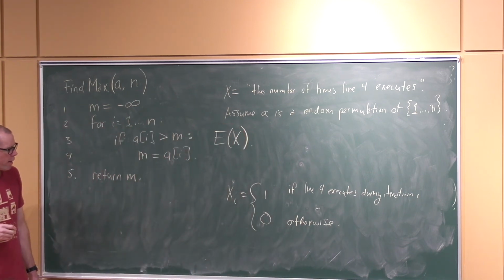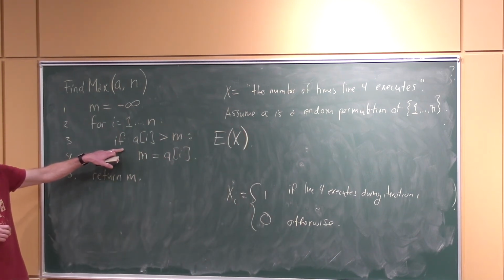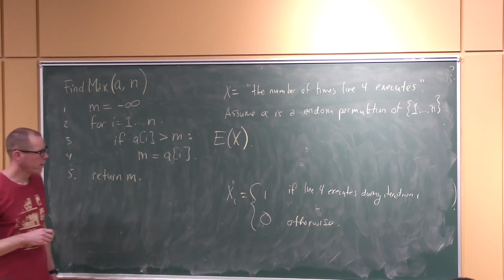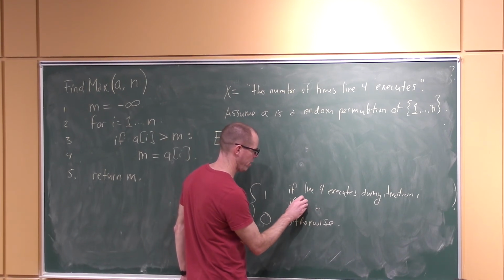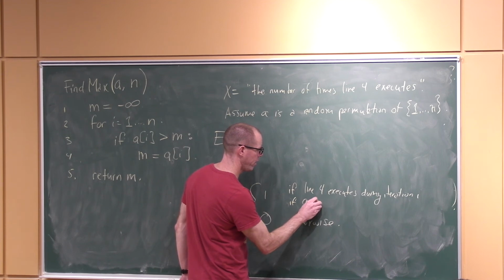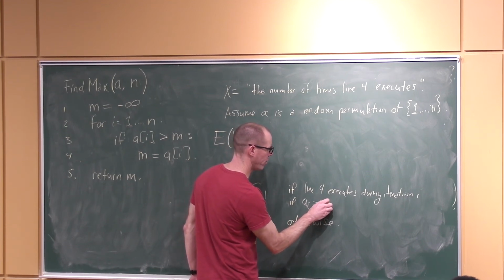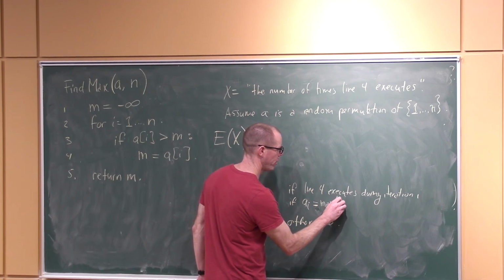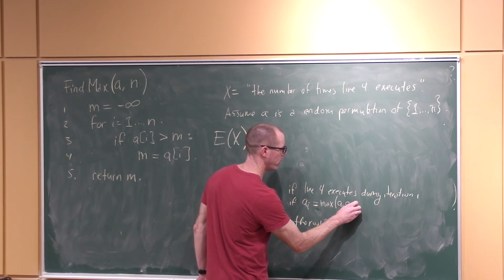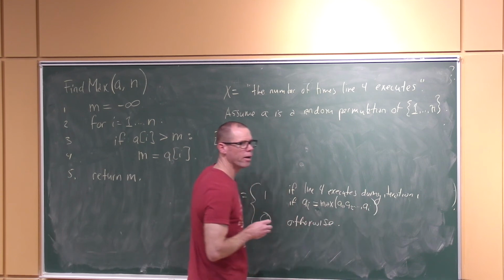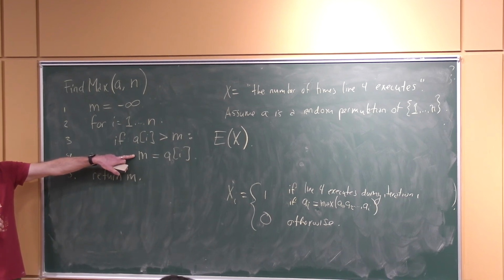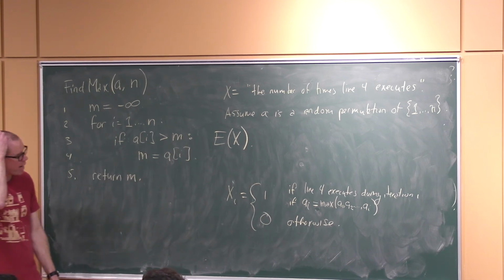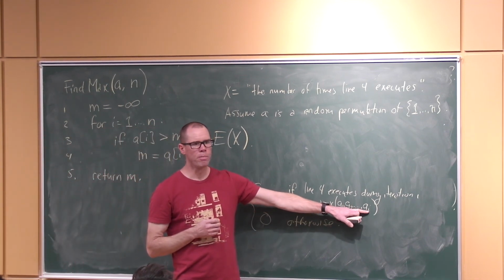And what you're pointing out is that when does line 4 execute during iteration I? Well, that happens exactly if AI is equal to the maximum of A1, A2, up to AI. Right? When do we update the maximum? Well, if it's bigger than everything we've seen so far, which means it's the maximum of A1, A2, A3, all the way up to AI.